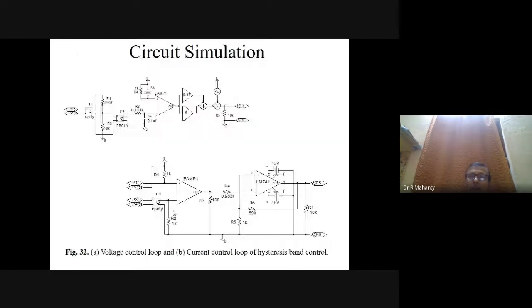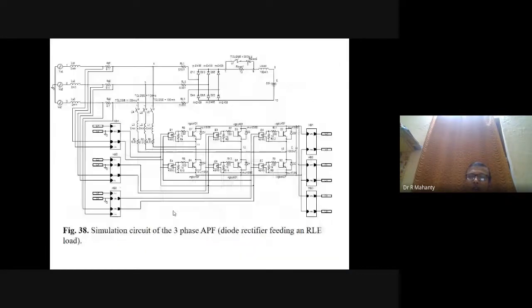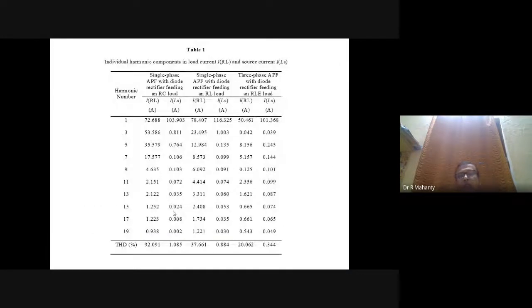These are the equations derived here. I'm showing you the final results. This has been done for both the single phase case and the three phase case. You can see here that IRL is equal to 92%, whereas ILS is equal to only 1%. For RL load, it is 37% and 0.8%, very little. And for the three phase case, where the THD is not very high, it is 20% and it has reduced to 0.34% choosing the indirect current control active power filter.